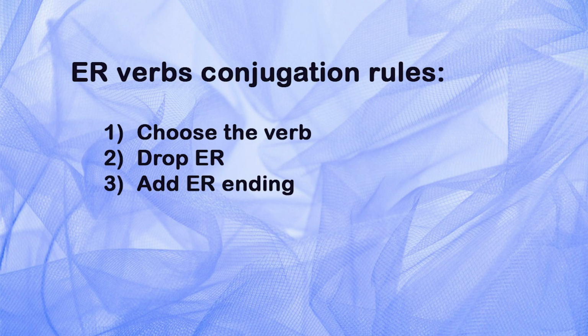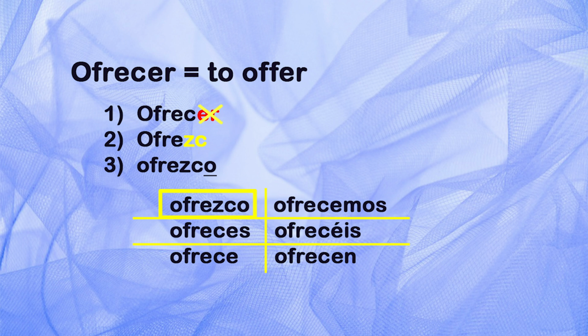The rules for conjugating regular ER verbs are: choose the verb that you would like to conjugate, drop the ER, replace ER with the corresponding subject pronoun. To conjugate ofrecer, first, drop ER off of ofrecer, change C to ZC. The other forms of ofrecer are regular. They are conjugated the same as regular ER verbs.